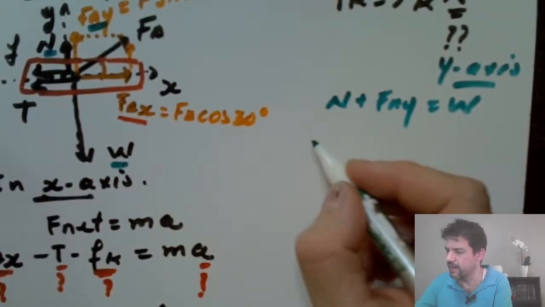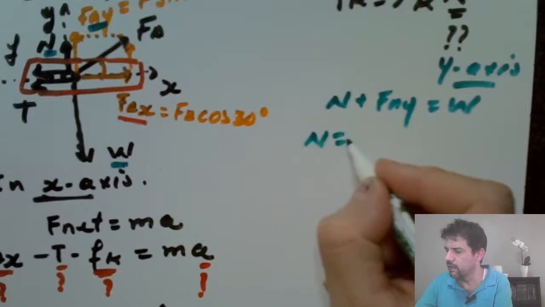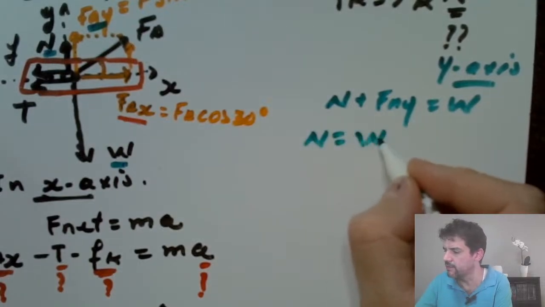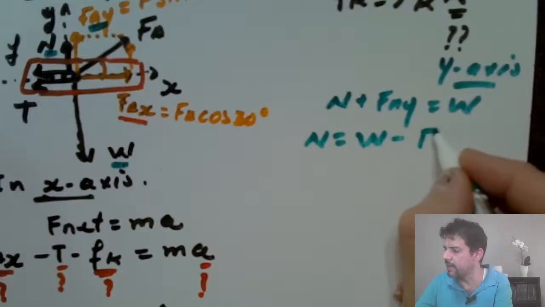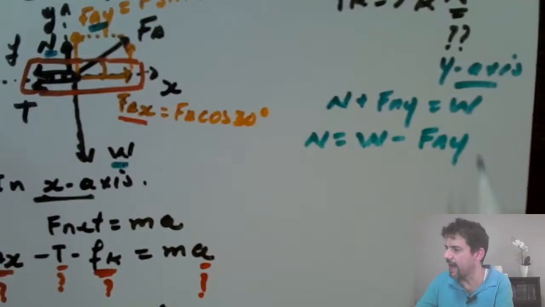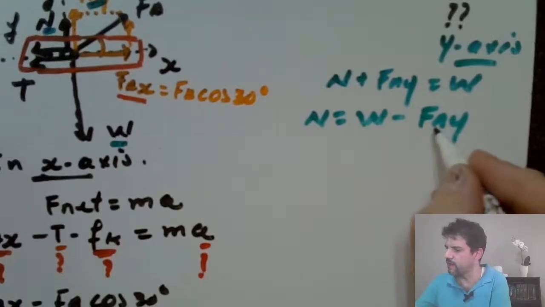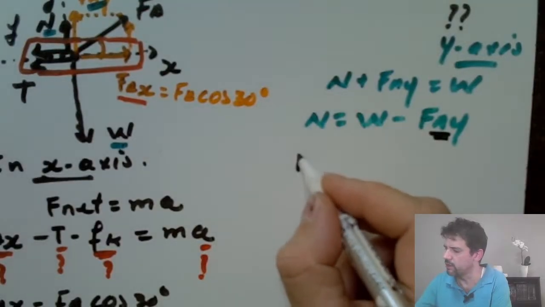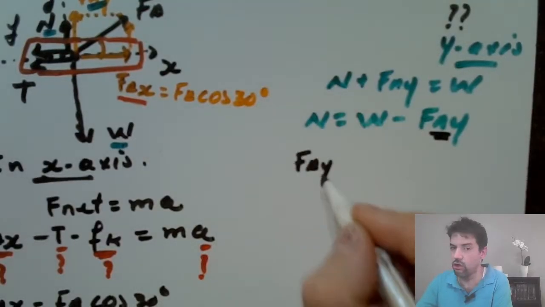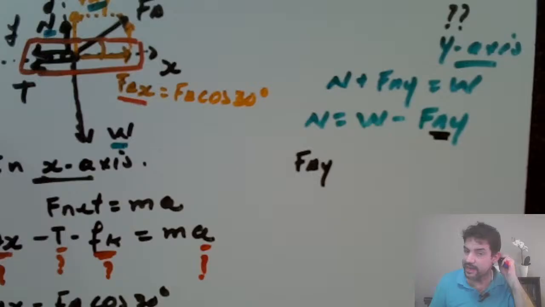So now if you rearrange, you get the normal is equal to weight minus the applied force in the y-axis that we can also calculate because we have the angle. So we have to calculate that one. Let's do it real fast. We have to calculate this one. Applied force in y. It's a lot of calculation, but not necessarily difficult.